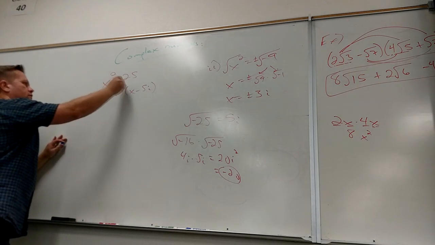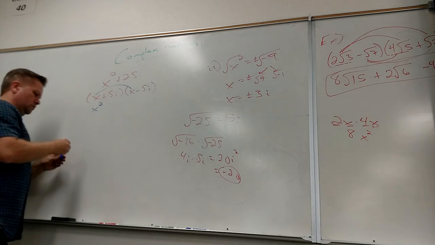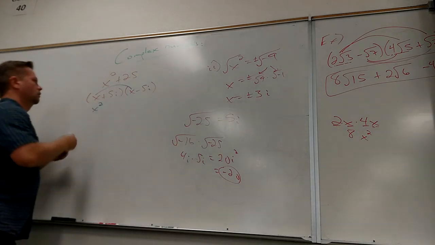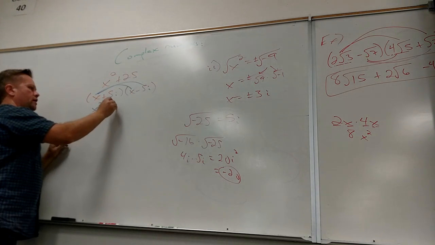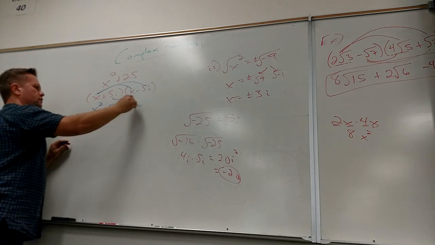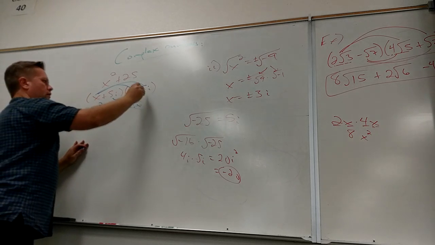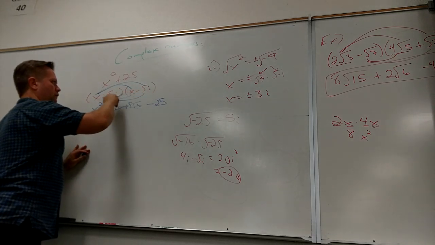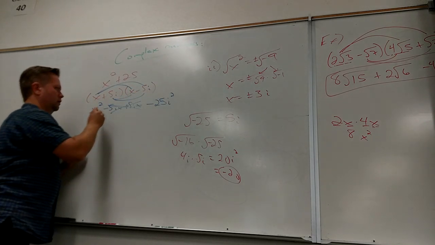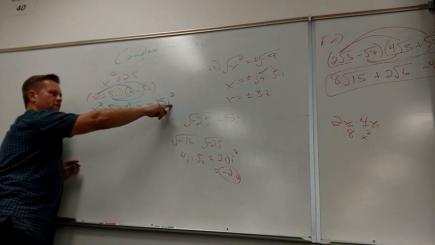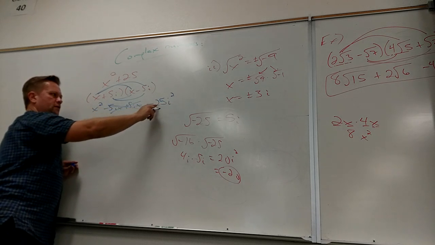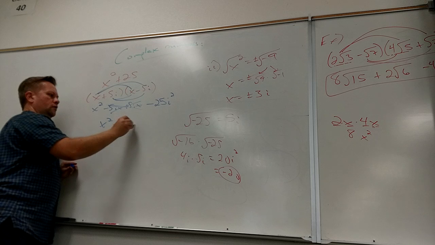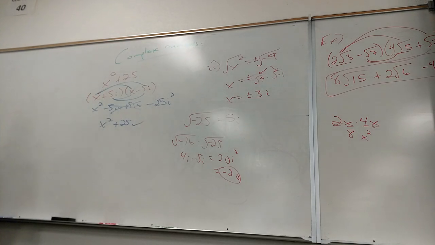Let me catch up to you guys. So we get x squared minus 5ix plus 5ix, so they cancel each other, minus 25i squared. What is i squared? -1 times -25? Check. That's how you factor it.